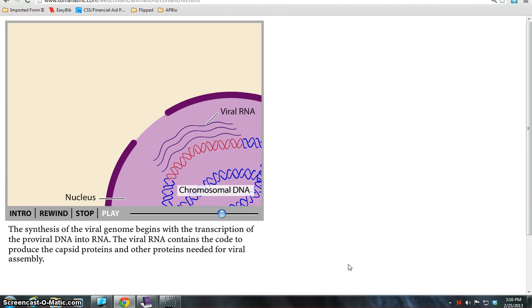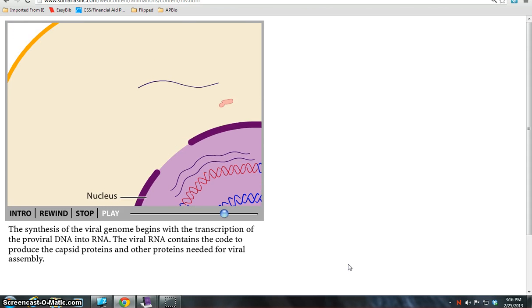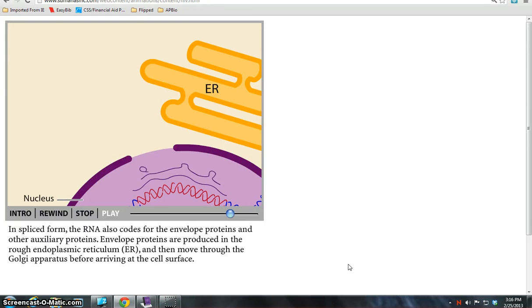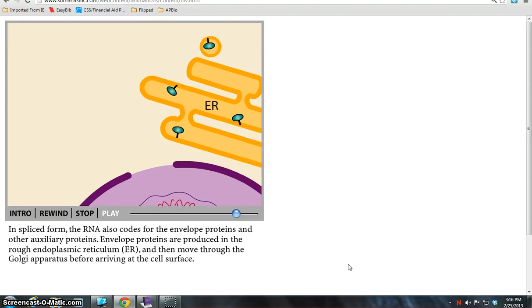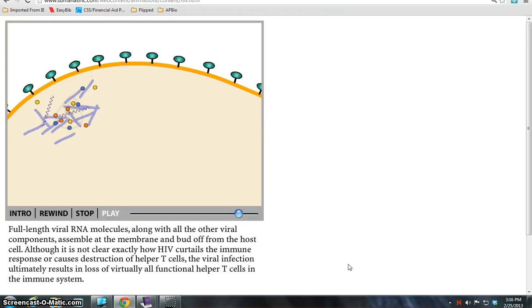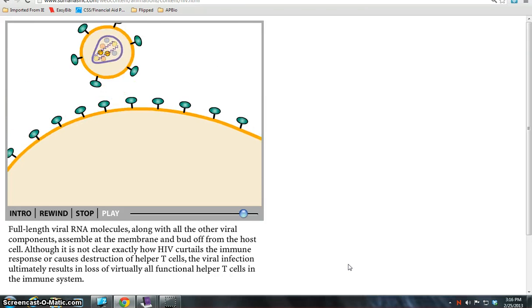The viral RNA contains the code to produce the capsid proteins and other proteins needed for viral assembly. In spliced form, the RNA also codes for the envelope proteins and other auxiliary proteins. Envelope proteins are produced in the rough endoplasmic reticulum, ER, and then move through the Golgi apparatus before arriving at the cell surface. Full-length viral RNA molecules, along with all the other viral components, assemble at the membrane and bud off from the host cell.